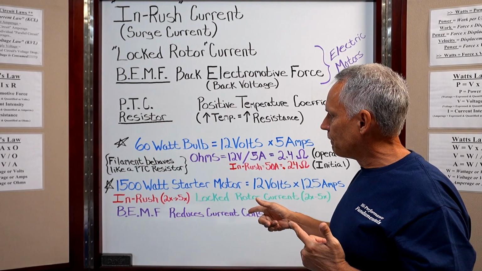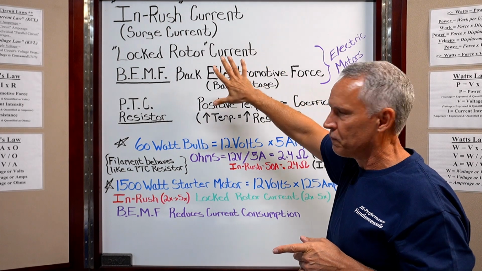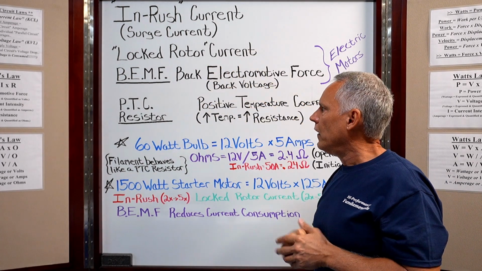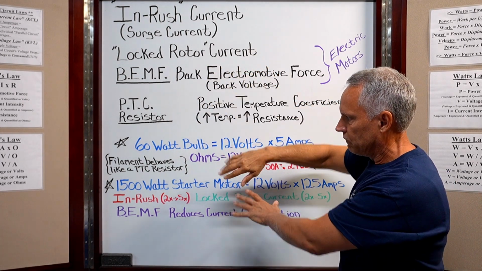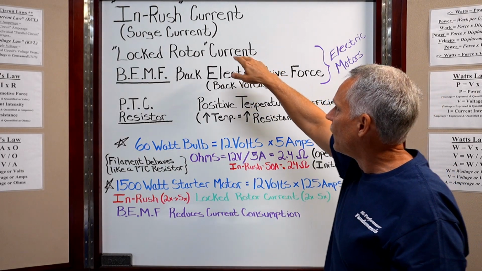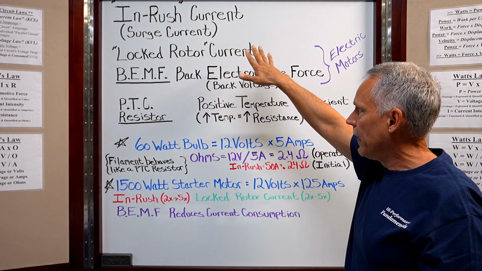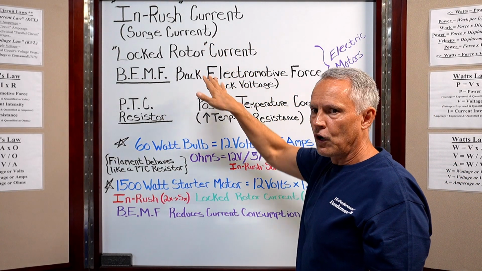So let's go over these four terms, the electrical system terms, or electrical engineering terms, and we're going to see how they work together. Just like a hand and glove, they go together. So the first one is inrush current. That's also known as surge current. The second one is locked rotor current.